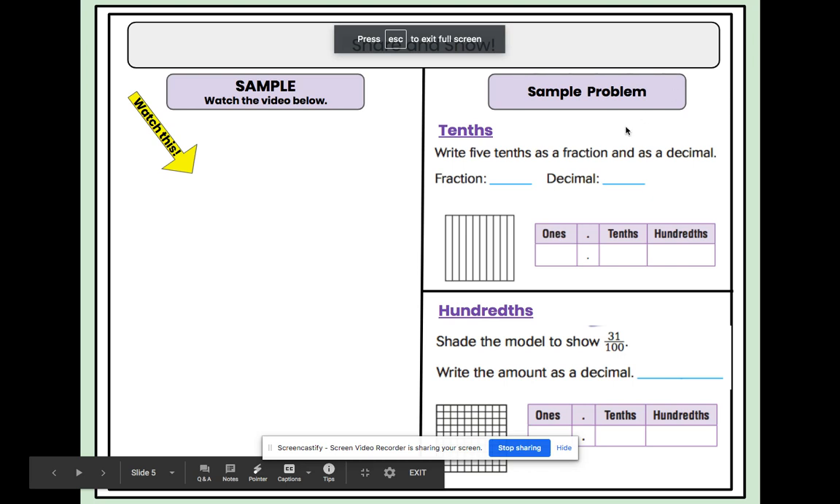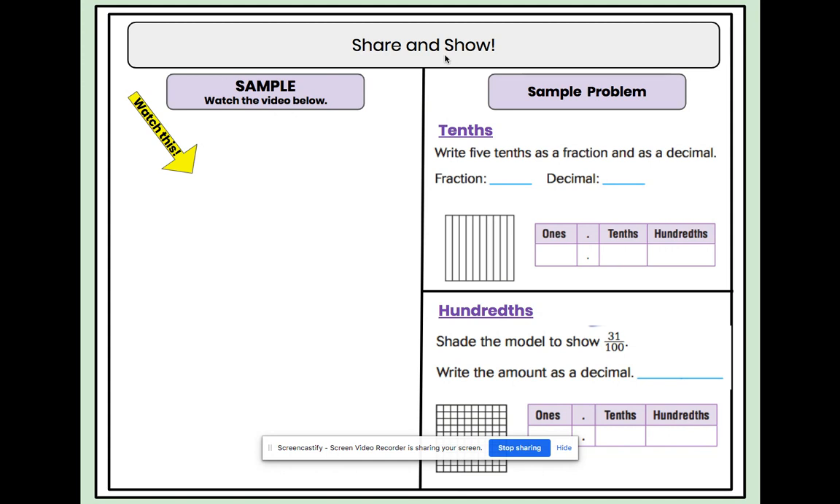Okay, we're going to be looking at a sample problem before you go on to some practice share and show on your own. So for our first part of our sample problem, we're going to be looking at our tenths.